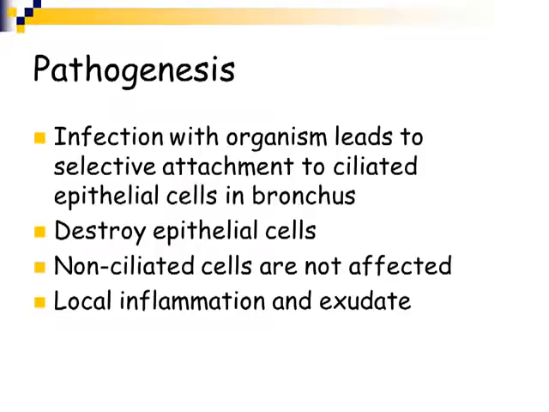The pathogenesis of Bordetella pertussis, someone that gets infected with this organism: we already said that the organism attaches specifically to the ciliated epithelial cells in the bronchial region of the body. The toxins destroy those epithelial cells. However, non-ciliated cells in that region of the body are not affected. So only the ciliated cells are affected by the toxin production. And you also get local inflammation, and you can get an exudate that's formed.